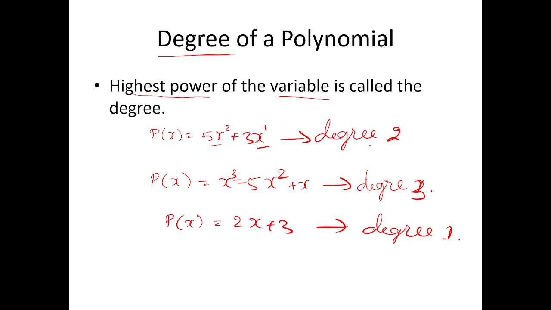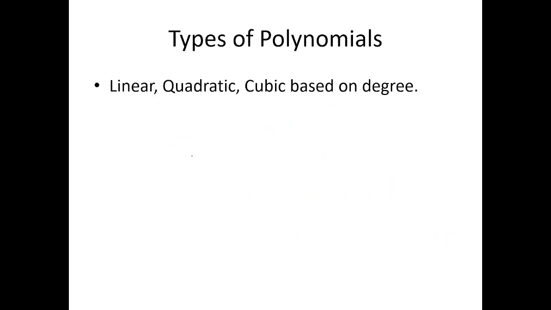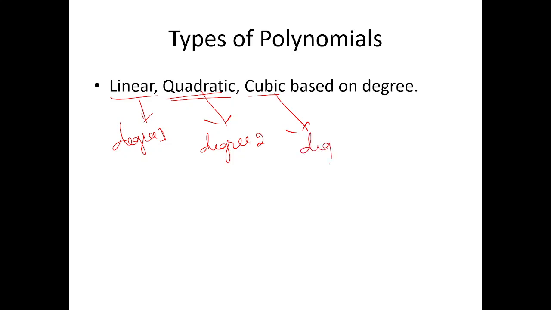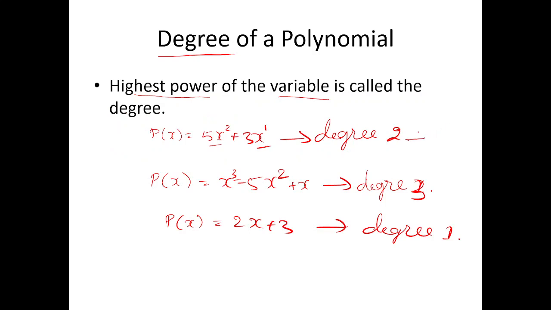Based on the degree, we generally have 3 types of polynomial: linear, quadratic, cubic. Linear means the degree should be 1. If the degree of the polynomial is 1, then it is said to be a linear polynomial. If the degree is 2, then it is quadratic. Quadratic means a square. Cubic means the degree should be 3. Clear? Degree 2 means a quadratic polynomial, degree 3 means cubic, and degree 1 means linear polynomial.